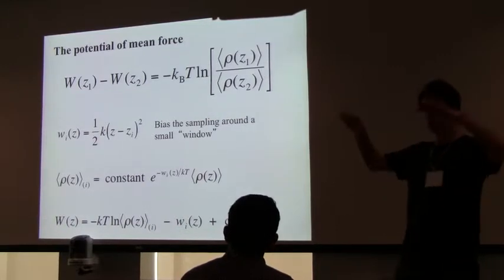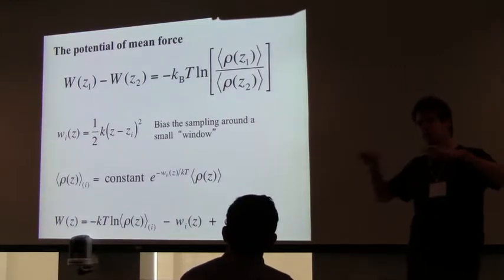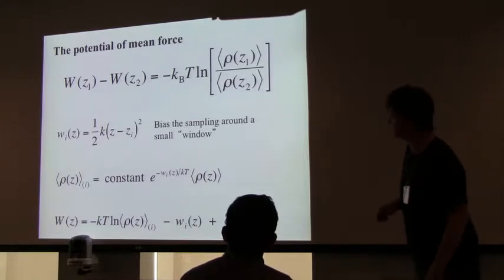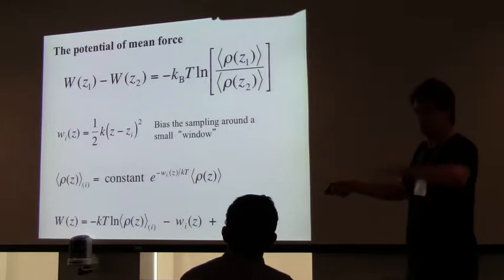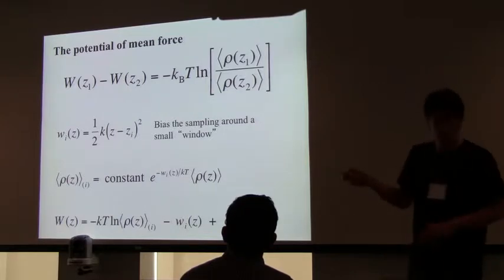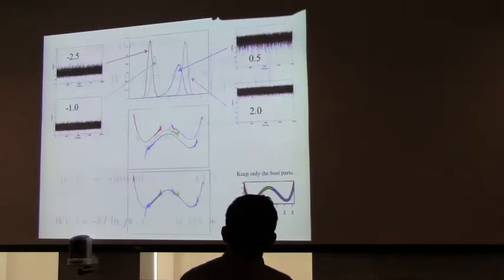But there's also an unknown shifting constant, because you don't know from one window to the next how much the overall potential of mean force is changing. This relationship is true overall with an offset constant. So how do we actually apply that in practice?